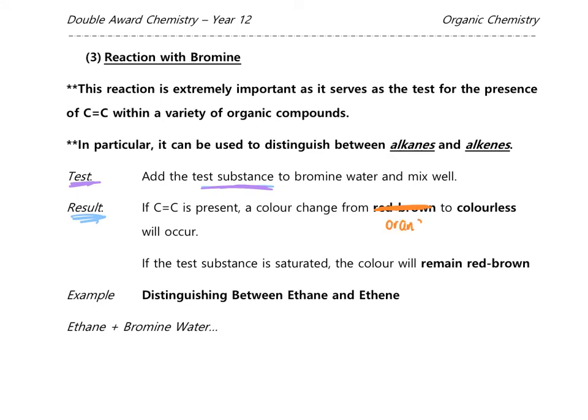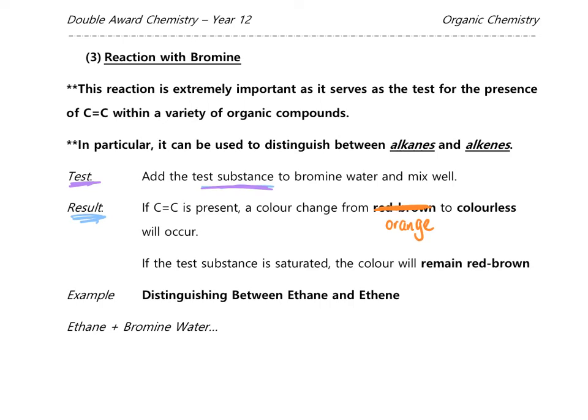Red-brown, again, is the colour of pure bromine, but if we've made an aqueous solution of it, it'll be more of an orange colour. So if you could change that to orange, that's the one they more look for in the exam. So if a carbon-carbon double bond is present, a colour change from orange to colourless will occur.